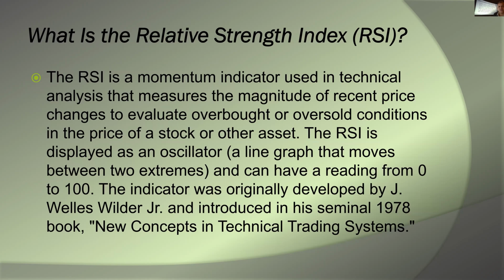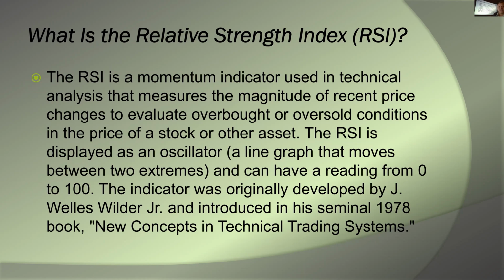And today's lesson, of course, is on the Relative Strength Index, the RSI. What is the RSI? The RSI is a momentum indicator used in technical analysis that measures the magnitude of recent price changes to evaluate overbought and oversold conditions in a stock's price and/or other assets. Certainly it's very useful in cryptocurrencies as well. The RSI is displayed as an oscillator, a line graph that moves between two extremes. We could have a reading of 0 or a reading of 100.